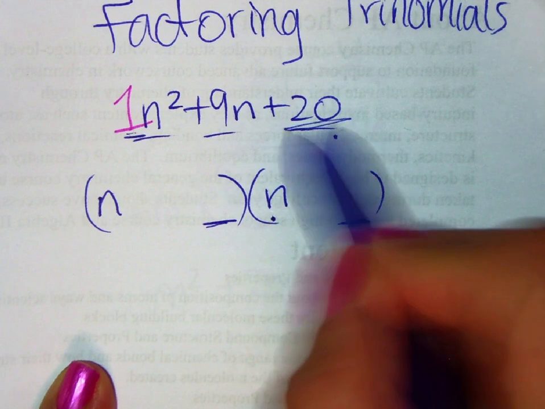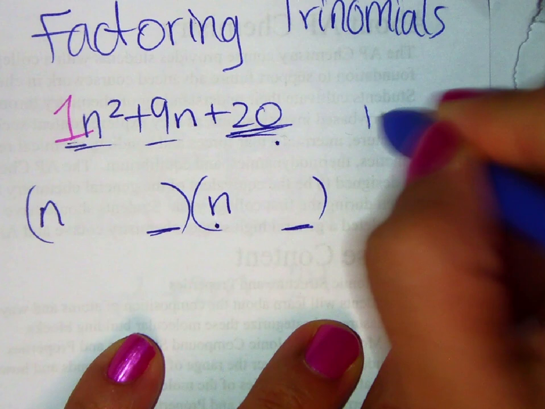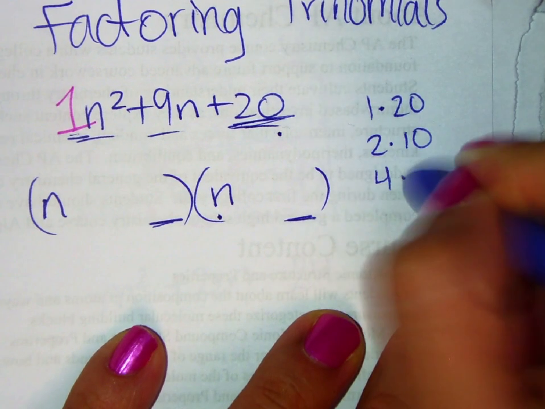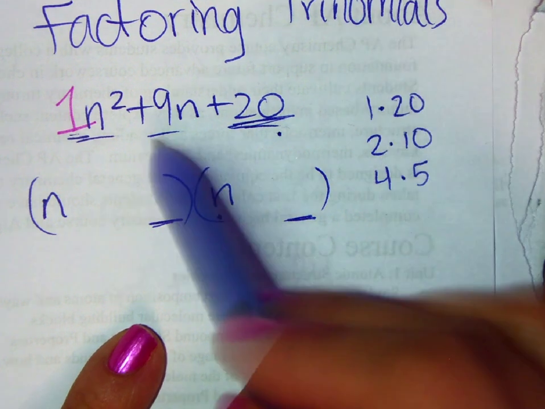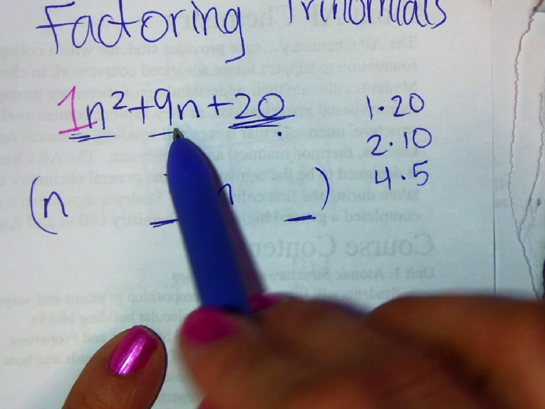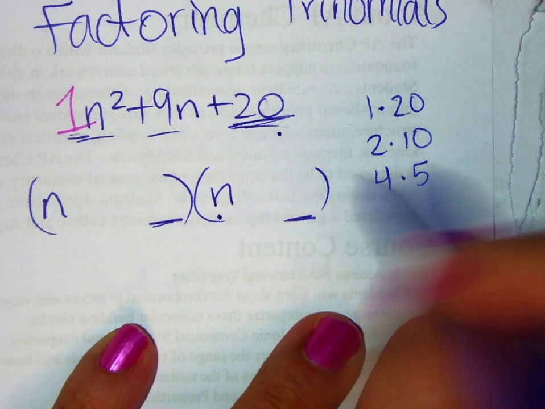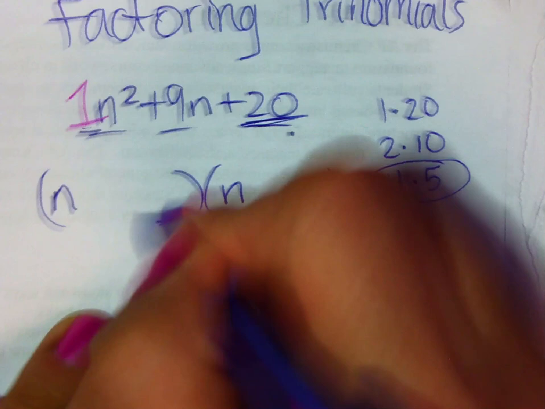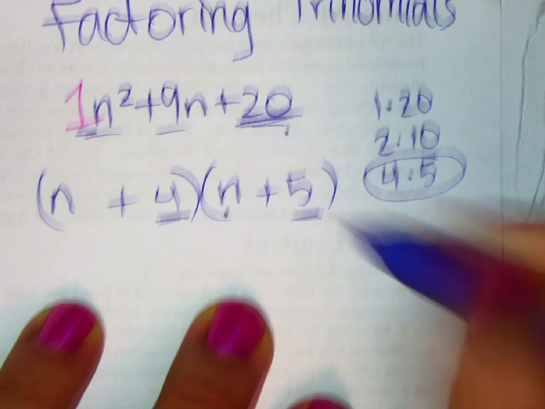You look at this last term, and you ask yourself, what do you multiply to get 20? 1 times 20, 2 times 10, 4 times 5. All of those are combinations of factors that give you 20. Now, which combination gives you the 9 if you were to add them? The one that gives you the 9 is 4 plus 5. So we're going to have here a positive 4 and a positive 5.